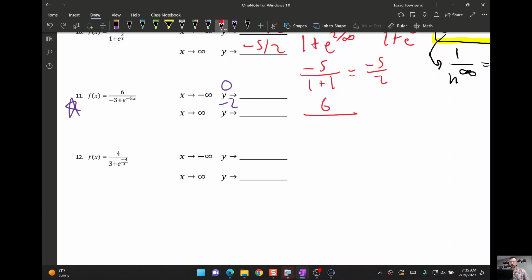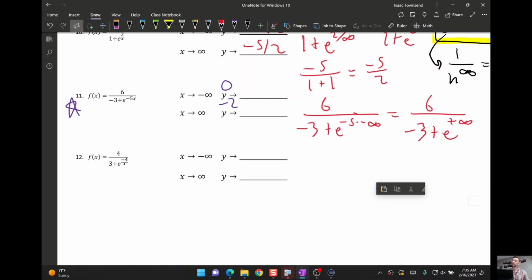Okay, so first off, for the top one, plug in negative infinity. A negative times a negative is positive. 5 times infinity would be infinity. It's not really infinity, but a number that's going to infinity. Then what does e to the infinity go to? And if your fraction is stuck at 6 over and your denominator keeps getting bigger, then all of this goes to 0. So that one looks okay.